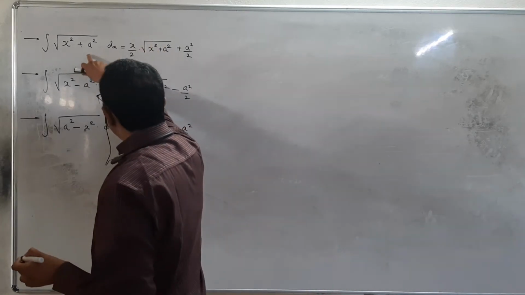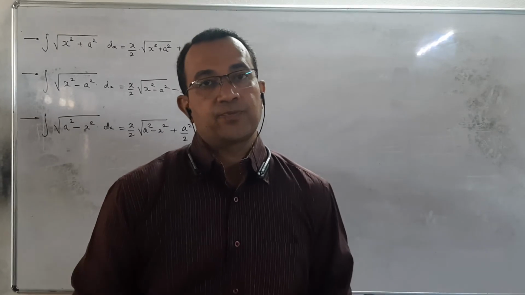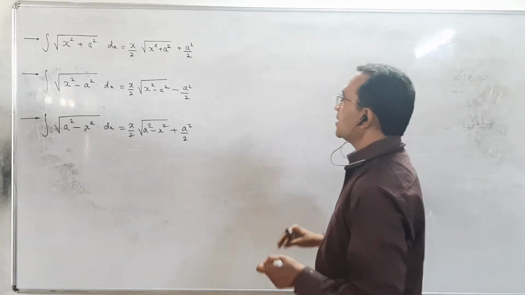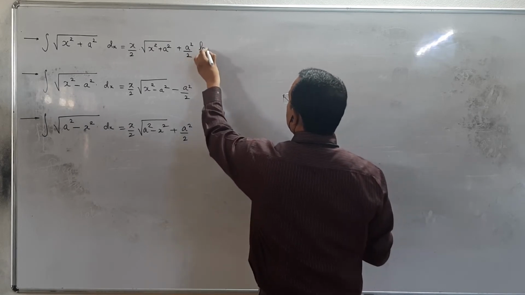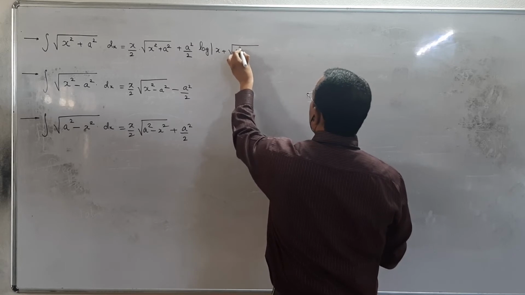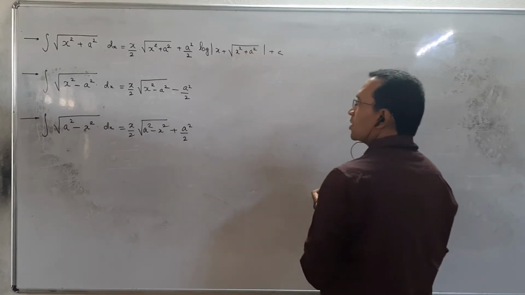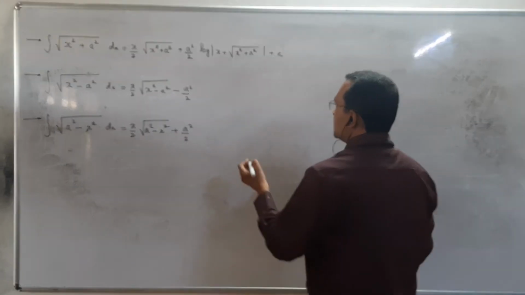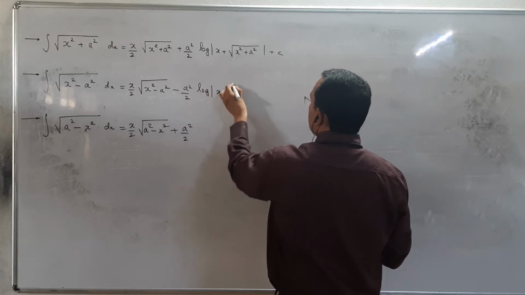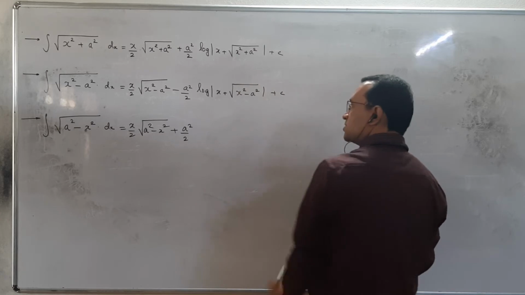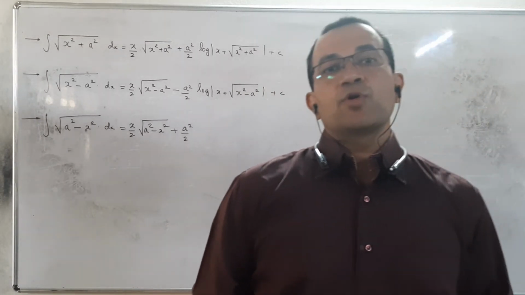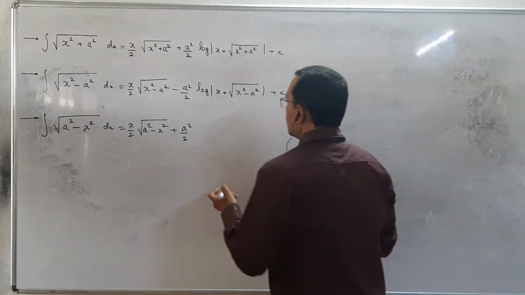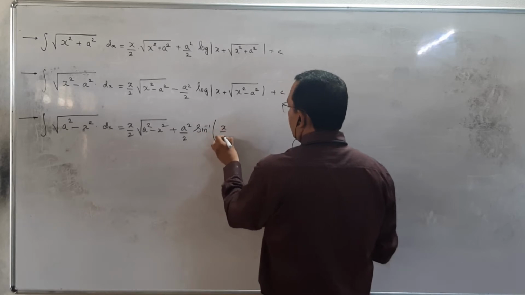Now, the reciprocal of the given integrand, you take this integral. What is the reciprocal of under root x square plus a square? 1 upon under root x square plus a square. Integration of 1 upon under root x square plus a square is log mod x plus under root x square plus a square plus c. What is the reciprocal of under root x square minus a square? 1 upon under root x square minus a square, its integral is log mod x plus under root x square minus a square plus c. Same way, the reciprocal of under root a square minus x square will be 1 upon under root a square minus x square. Its integral is sine inverse of x by a plus c.